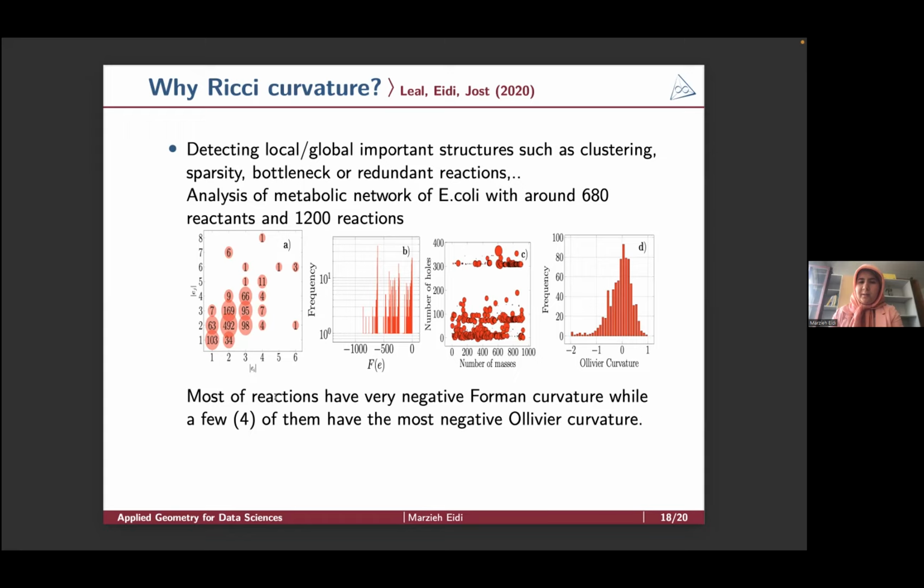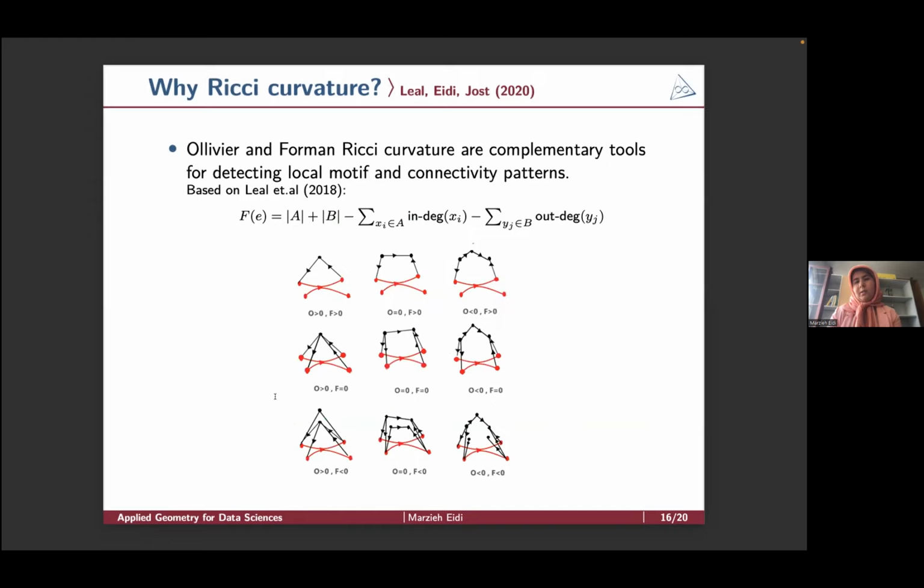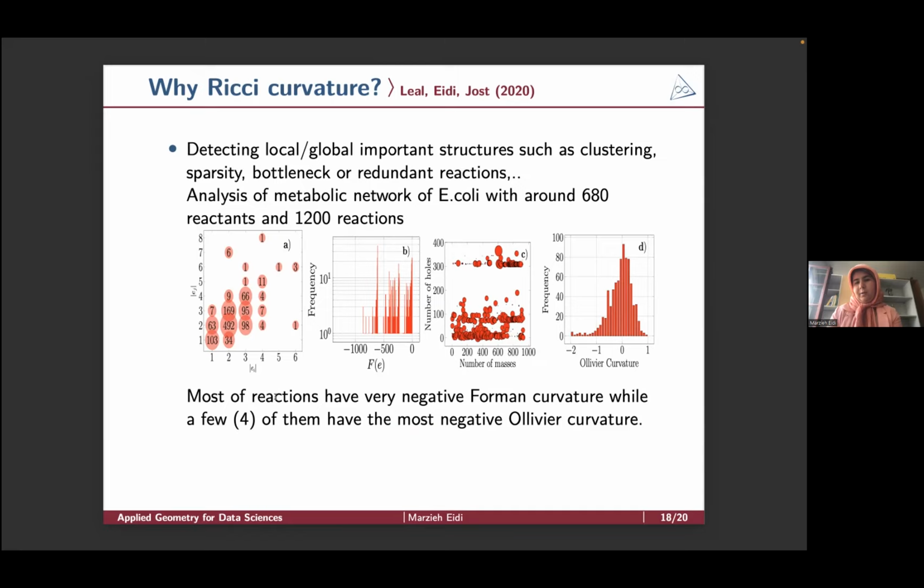But in diagram B, what you see is that most of the reactions have very negative Forman-Ricci curvature. And if we come back to the definition of Forman-Ricci curvature that my colleague presented, it was the total size of head and tail minus the sum of in-degrees of the elements in A minus the sum of out-degrees of the elements in B. And when we talk about these very negative values, basically the total size of head and tail, as I said, is at most six in 90% of the reactions. And these very negative values basically correspond to the fact that we have so many reactions coming into set A and so many reactions coming out from set B on the right side.